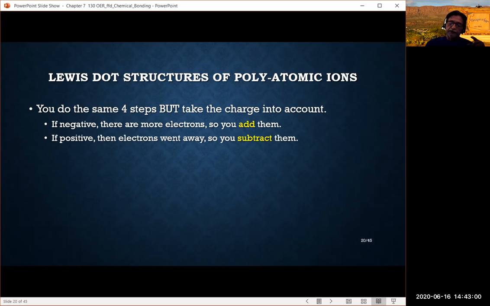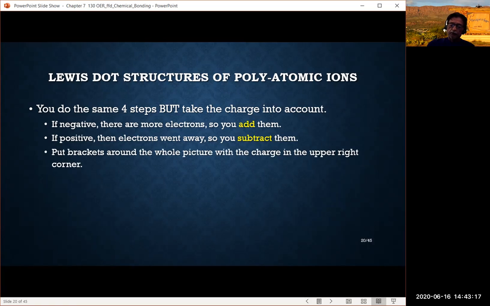If it's positive, we're going to subtract one number from the valence electrons. Okay, so positives, it kind of turned around a little bit. Negative, add an electron. Positive, subtract. And then we put brackets around the whole picture because it is a polyatomic ion, and we add the charge in the upper right corner of that bracket.